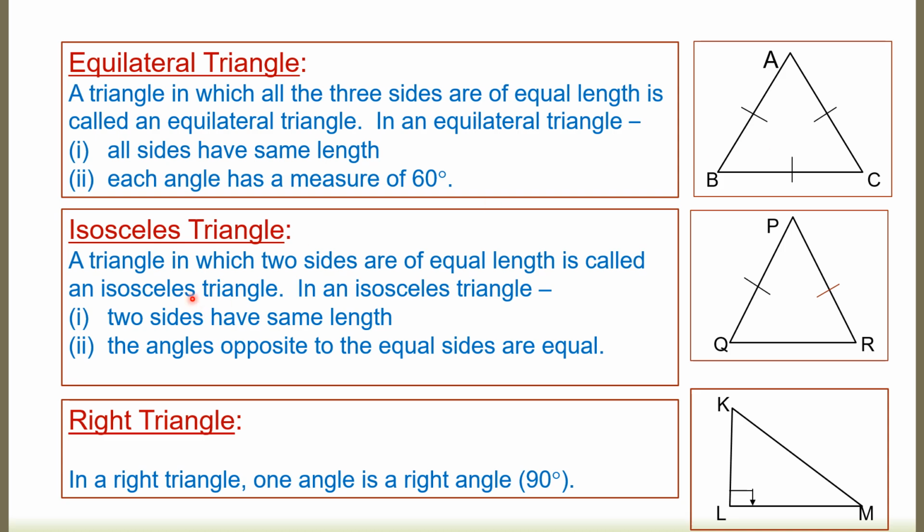Isosceles triangle, a triangle in which 2 sides are of equal length is called an isosceles triangle. In an isosceles triangle, 2 sides have the same length. Angles opposite to the equal sides are equal. If this is considered as an isosceles triangle, these 2 sides are equal and the angles opposite to these 2 sides are equal. So angle Q will be equal to angle R. Third one is the right triangle. In a right triangle, one angle is a right angle. You can see in this triangle, only this angle will be 90 degrees.